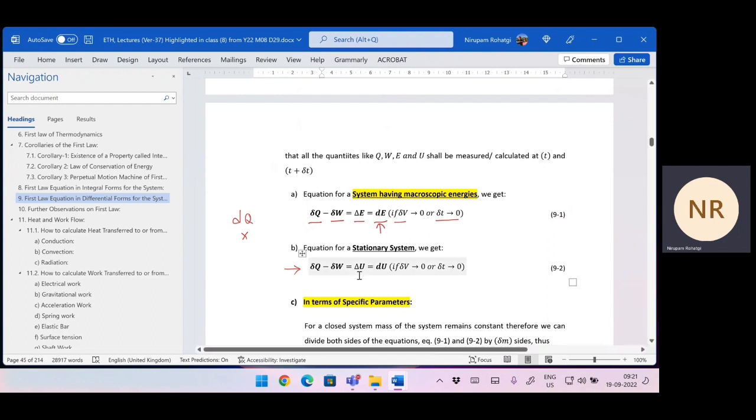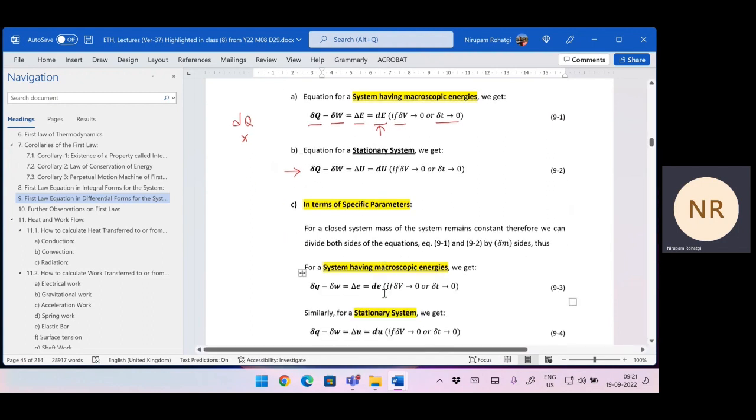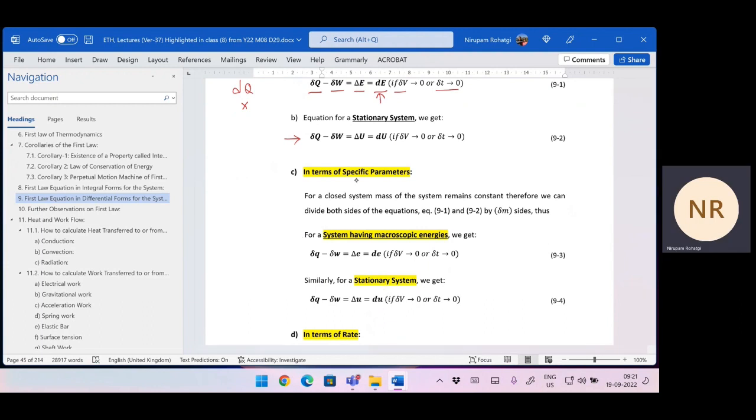Same thing you can do in terms of specific parameters. Now again, the mass of the part of the system you are selecting is also constant. You are talking about a closed system, not an open system, so you cannot change the mass. So you can divide by the mass of the system, or the part of the system, and you will get this.